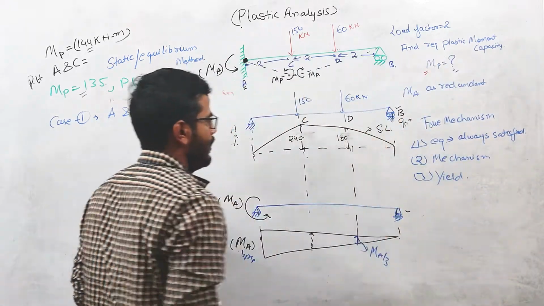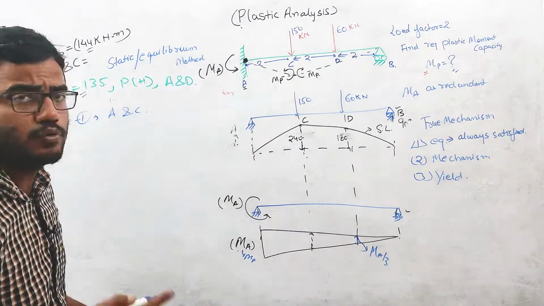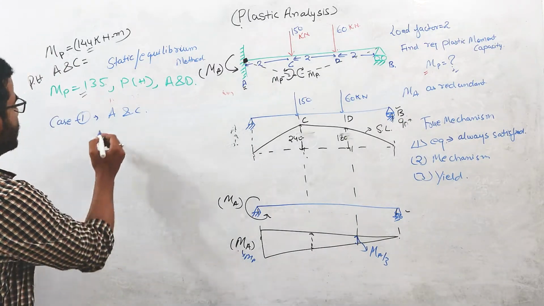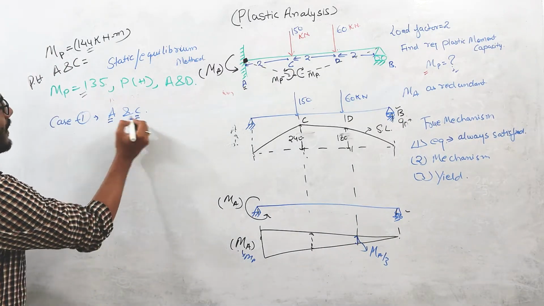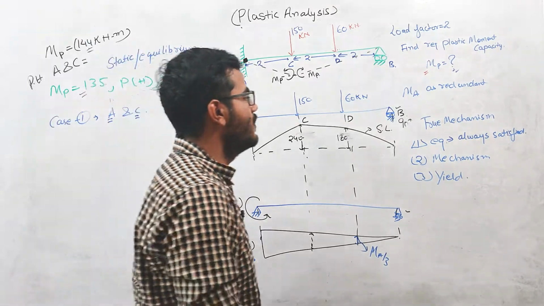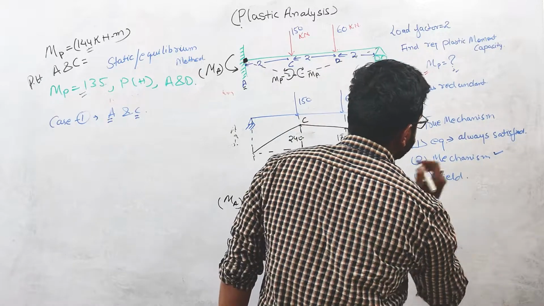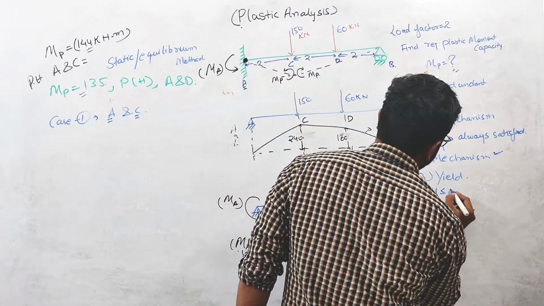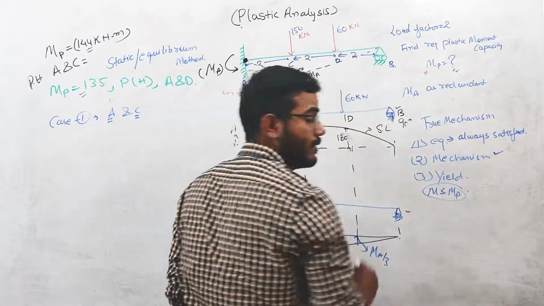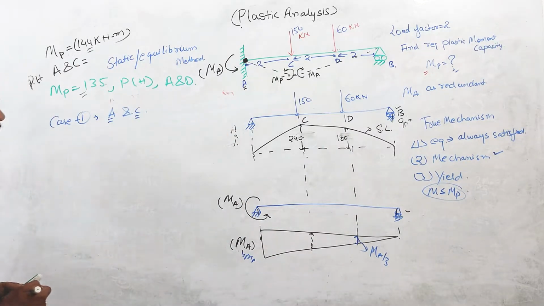Next is mechanism. Mechanism condition is also satisfied because two plastic hinges are required, and we are saying that the plastic hinges are forming at A and C. So mechanism condition is also satisfied, right? Now let us come to yield condition. Yield condition means M should be less than or equal to MP. This thing we have to check, right?